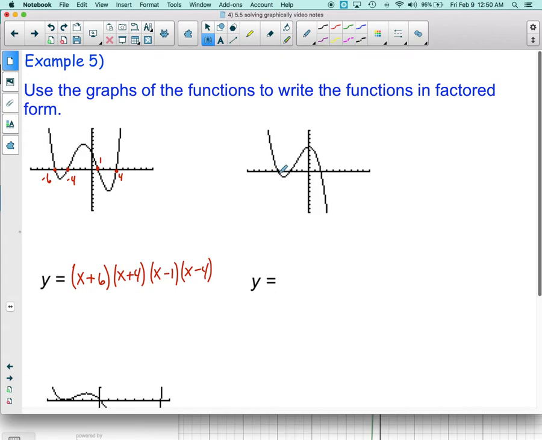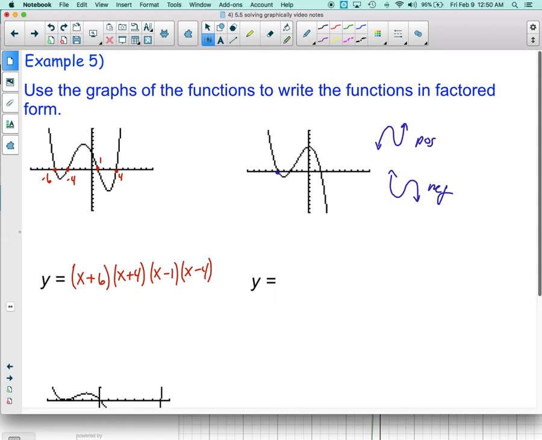Look at the next one. See that N-shaped graph? Except for this one's upside down. Normally an N would be pointing like that. So this one's upside down. So that's actually telling us something about our function. So this is the positive version of x cubed, whereas this is the negative version of x cubed.